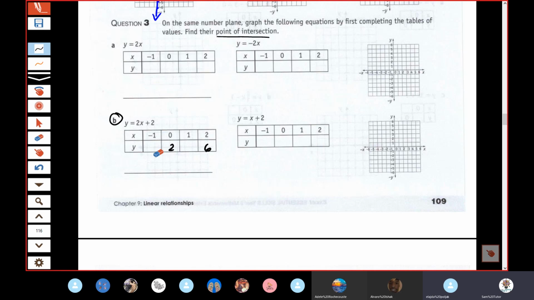Is the first one negative 2? No. Oh, 0, 2, 4. Because 2 times negative 1 is negative 2, plus 2 is 0. 2 times 1 is 2, 2 plus 2 is 4. Oh, okay. And then what about this one? I haven't done this one yet. Okay. Go on to this page.